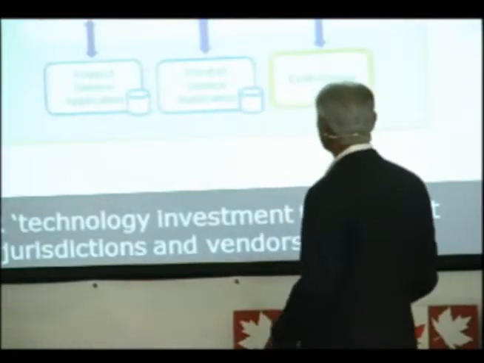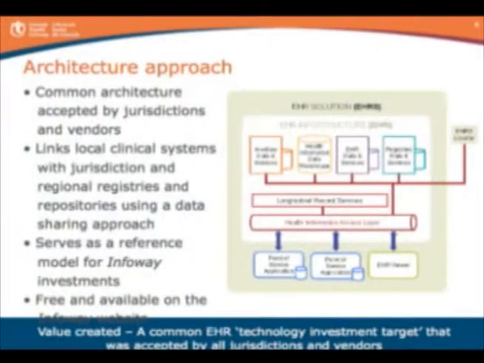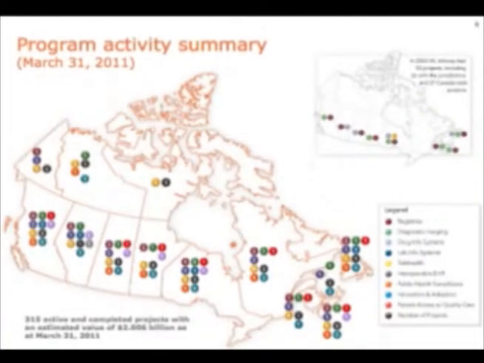This is the kind of architecture I've talked about. It's got a middle layer in there, which is the longitudinal record services, and the information access layer, which connects those repositories to the point-of-care systems. It's accepted by all jurisdictions, accepted by our vendors. If you don't follow the architecture, we basically don't fund you. If you don't follow the standards, we don't fund you. We have about over 300 projects now that are active across the country. We've really done all of the registries, identifying providers of care, identifying Canadians uniquely.